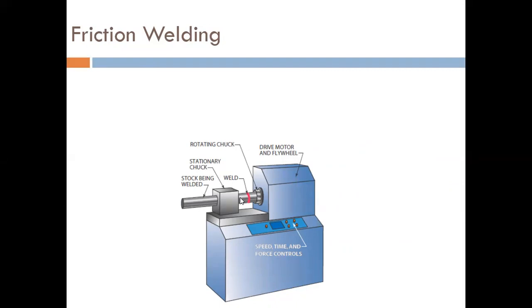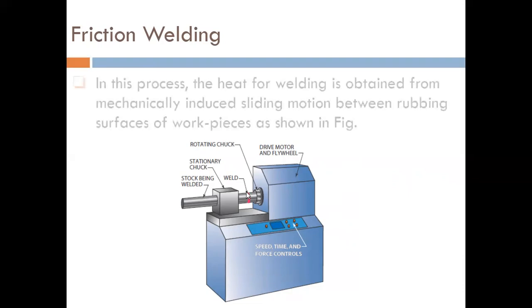Here you can see there is one component. Another component is fitted on this rotary chuck. This is a simple lathe type machine. On one chuck one component is fitted, and on the other, stationary chuck, another component is fitted. Now due to the friction between these two parts, the welding occurs at the surface.